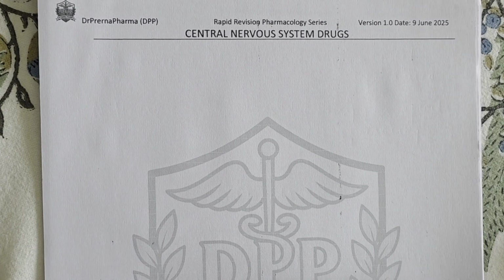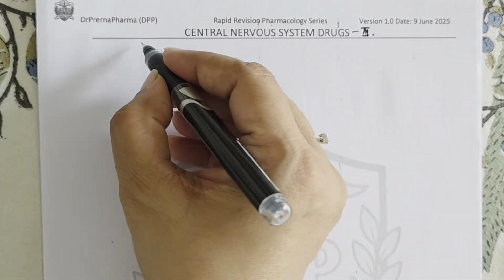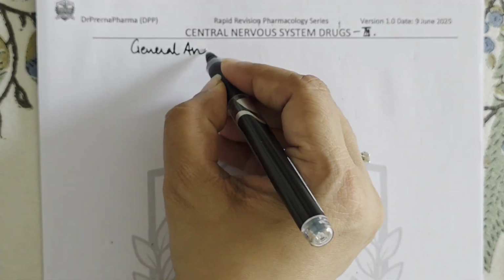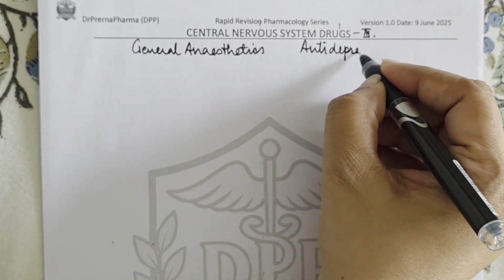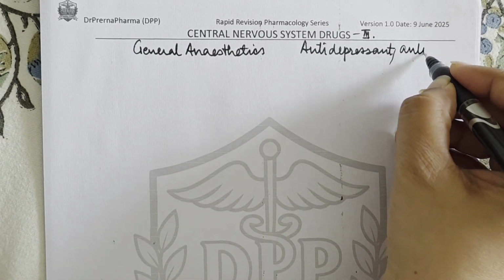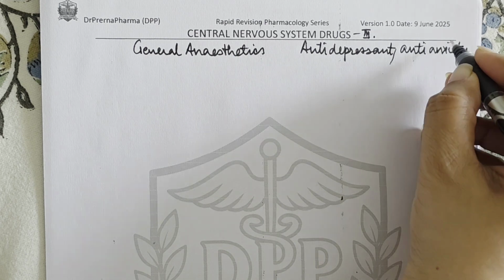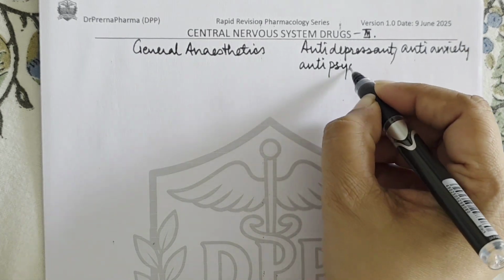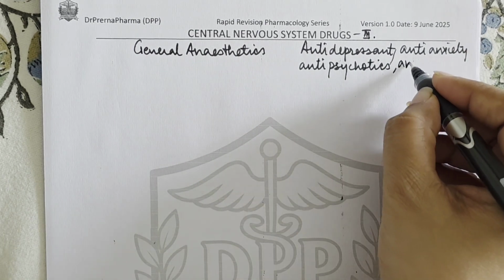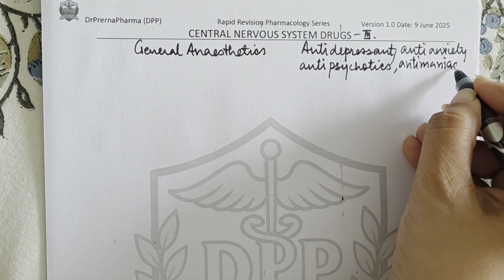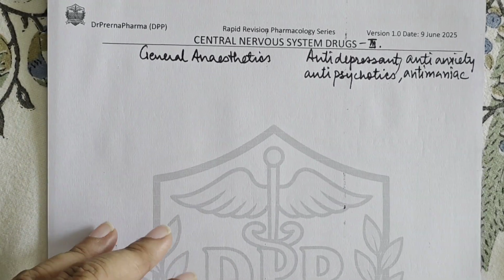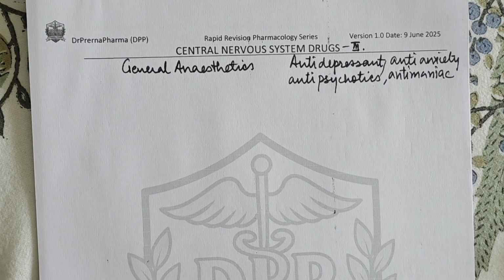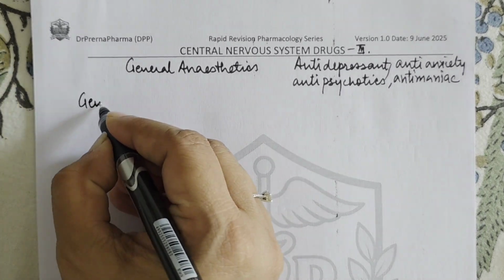Now we start with CNS part 3, and in part 3 we are going to complete the general anesthetics, and we are going to complete the antidepressants, anti-anxiety, antipsychotics, and anti-manic. So all these chapters we'll be completing in part 3 of CNS. CNS is quite a big topic, and so it has taken 3 parts and a lot of time. So now let's start with general anesthetics.